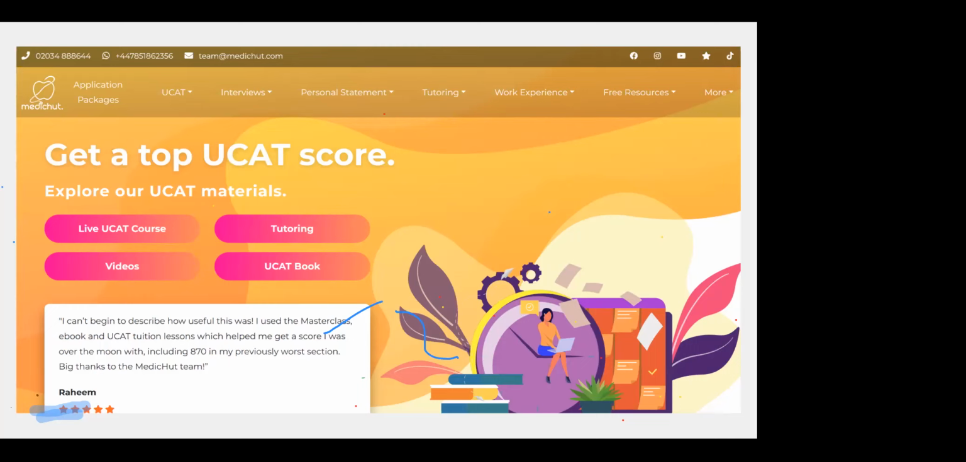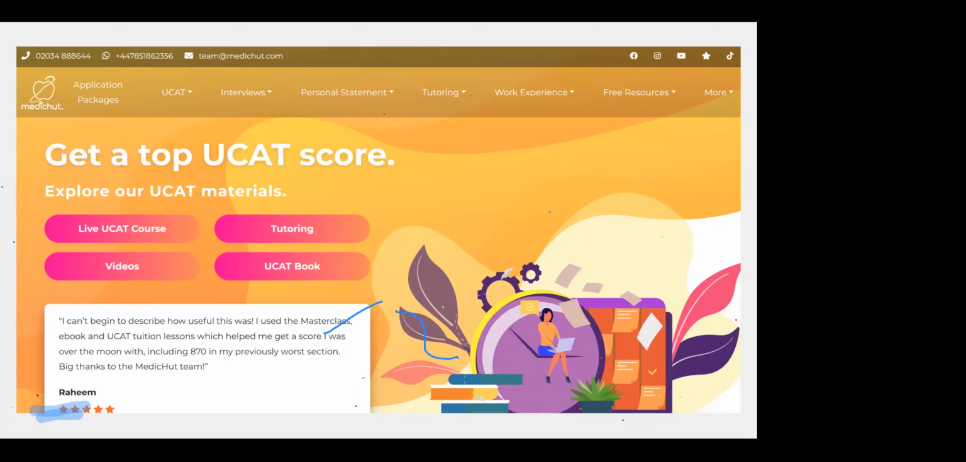Where can you find the ebook and how much is it? So I'm not actually sure off the top of my head the price of the ebook, but if you go onto the MedicHut website and you go onto UCAT, it basically shows you a little section of all the different resources for the UCAT that we offer, and you'll be able to find the ebook there.